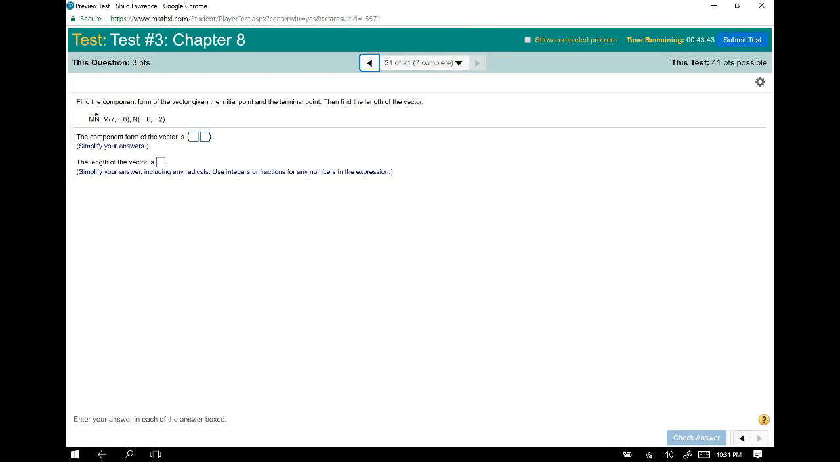And then this last problem wants us to take 2 points and turn it into a vector in component form. It says create vector mn. So again, the way that they name those vectors is the starting point to the ending point. So vector mn, it goes from 7, -8 to -6, -2.